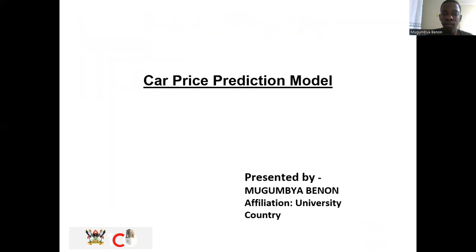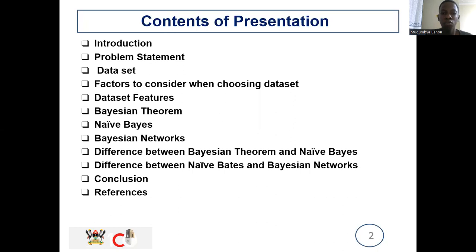So today, I'm going to take you through what I'm going to basically discuss in this presentation. We have the introduction, we have the problem statement. We are going to talk about the different data sets we employed, the factors we considered when choosing our data set, our data set features. We're going to talk in detail about the Bayesian theory, the naive Bayes, the Bayesian networks, the difference between Bayesian theory and the naive Bayes, and also the difference between naive Bayes and the Bayesian networks.